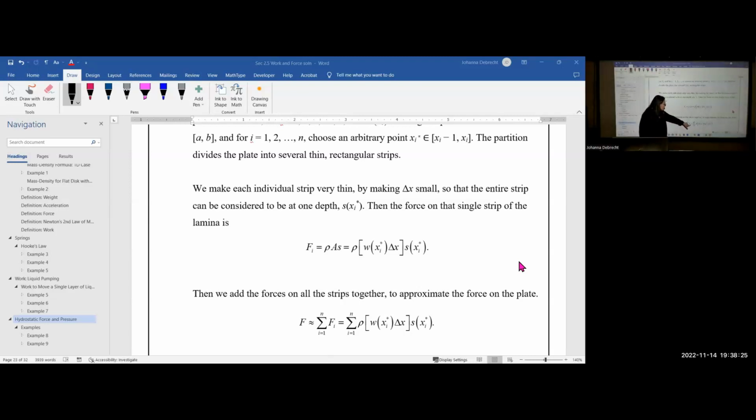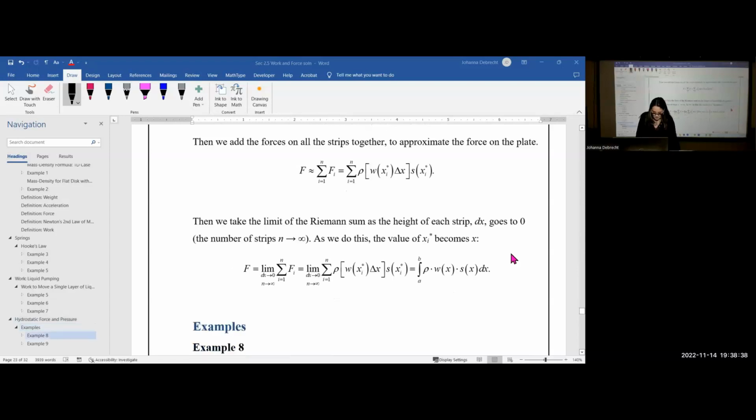So we add all the forces together, the individual forces in all the different strips, and then, of course, we're going to take the limit as n goes to infinity, and we're going to get the following integral. So as we take the limit, rho, of course, is the weight density of the liquid, and most of ours are going to be water.